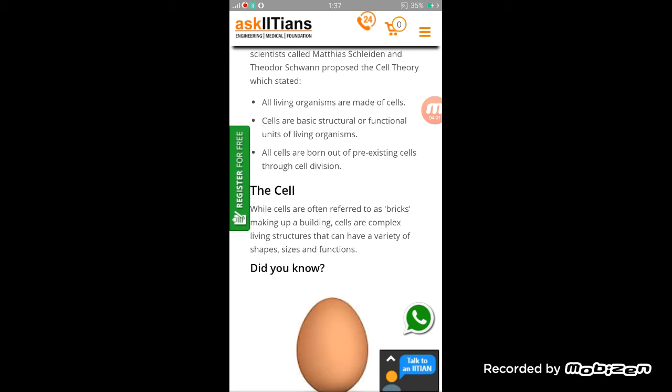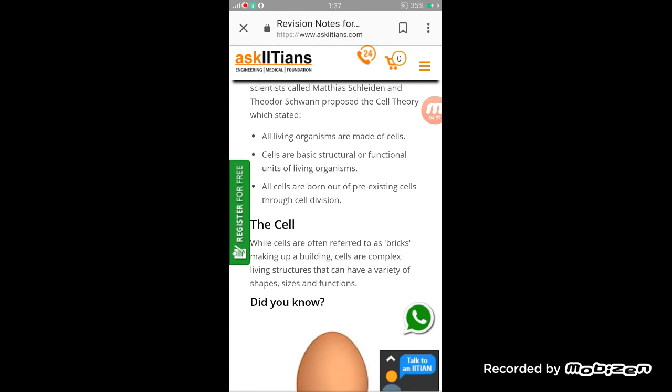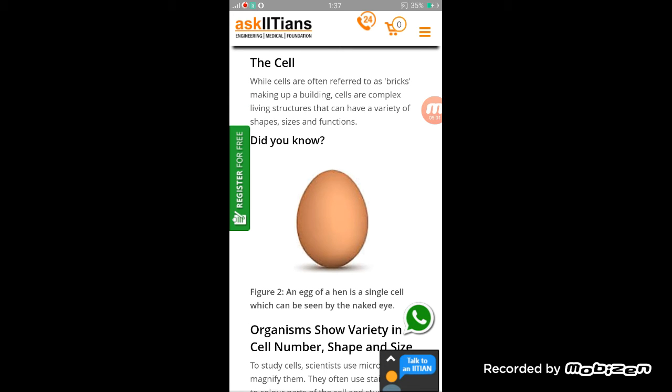All living organisms are made of cells, as we studied just now that the cell is the basic structural, functional and biological unit of life. Cells are the basic structural and functional units of living organisms, and all cells are born out of pre-existing cells through cell division. So these were the points. If you want to note down, then you can note down.